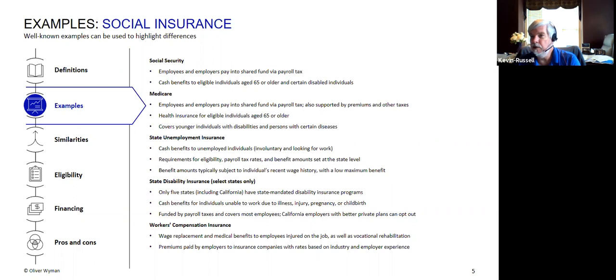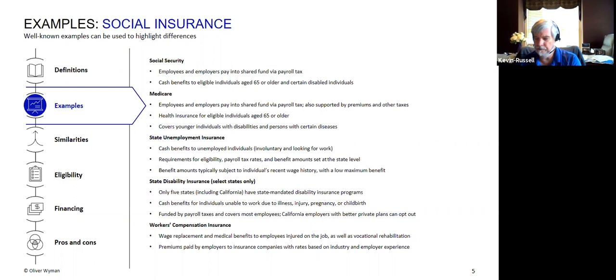The third example is state unemployment insurance, and this provides cash benefits to persons who are unemployed, people who are involuntarily unemployed and looking for work. The requirements for eligibility, the payroll tax rates, and the benefit amounts are set at the state level. And these benefit amounts typically are subject to the individual's recent wage history, but they have a very low maximum benefit.